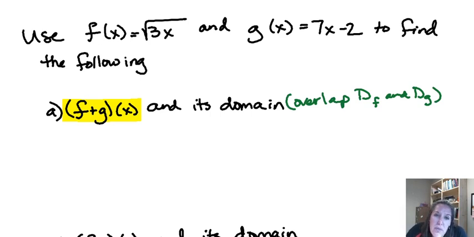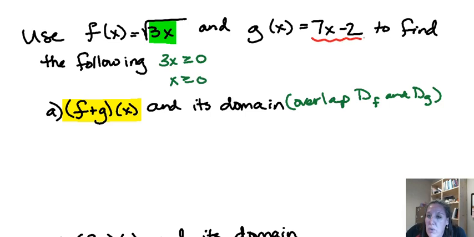So for our domain of f, we've got a square root here. So our domain of f is going to be 3x is greater than or equal to 0. So that means x has got to be greater than or equal to 0. And then for our g, we have no square roots. We have no fractions. Our g of x here is 7x minus 2. And so we have no restrictions. So that means our domain of g is going to be all real numbers.